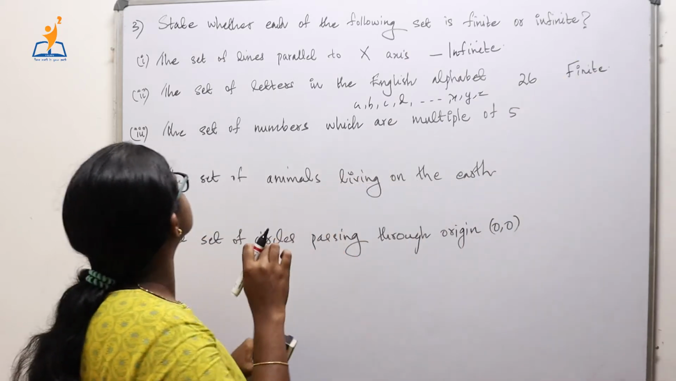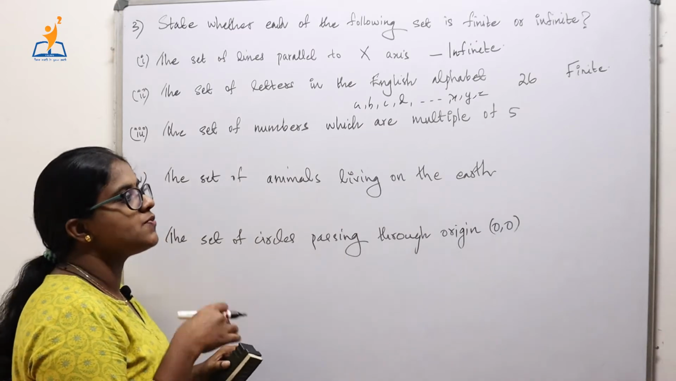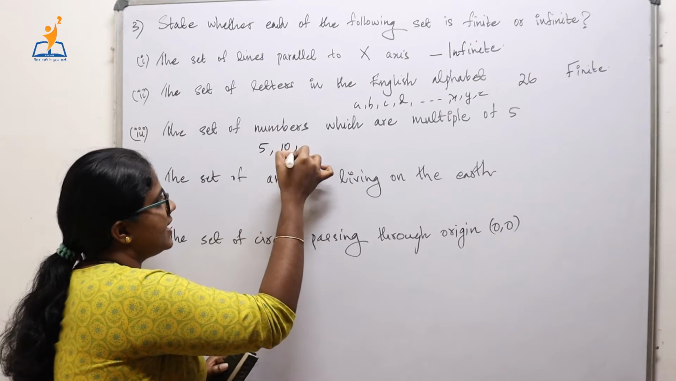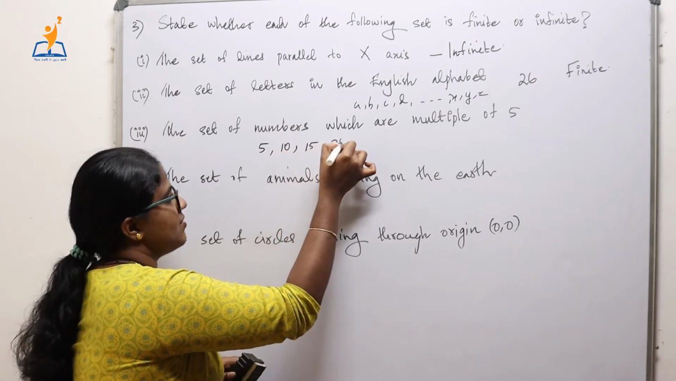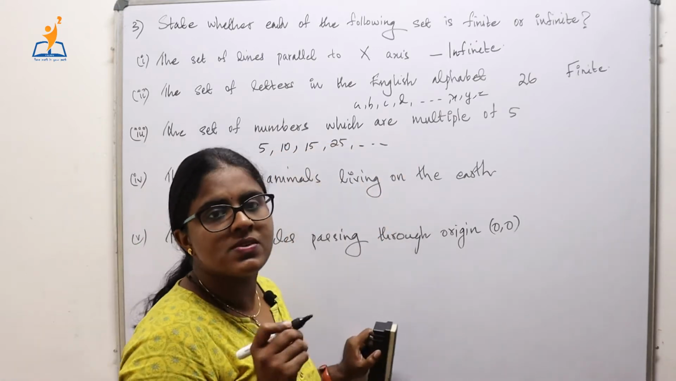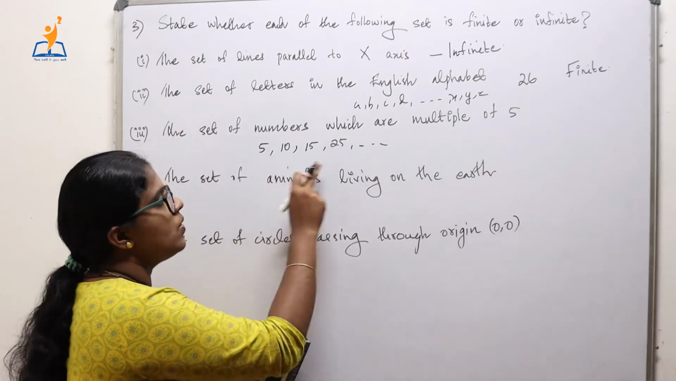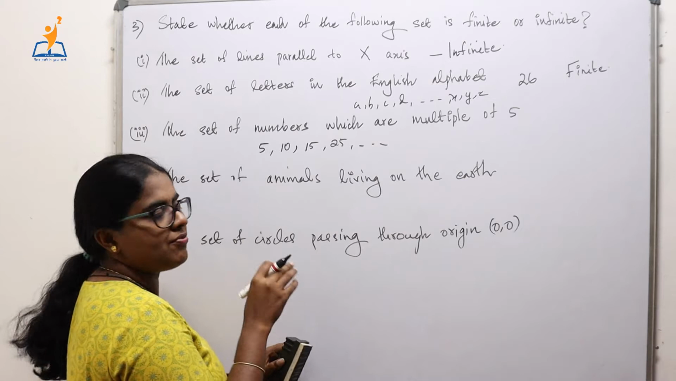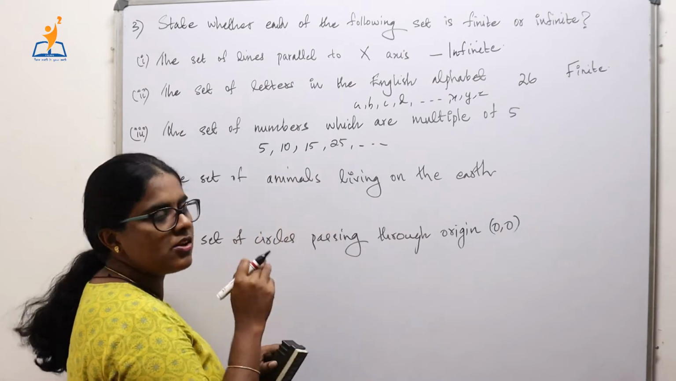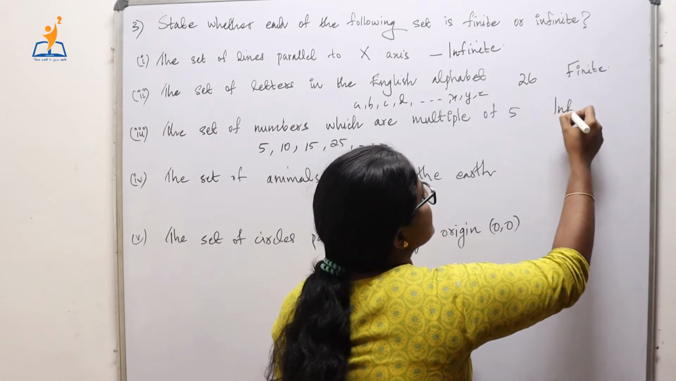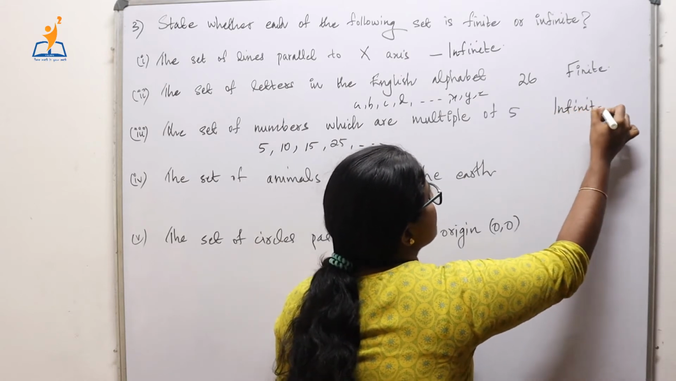Now the third question. The set of numbers which are multiples of 5. Which are the multiples of 5? 5, 10, 15, 25. And we don't know which is the last multiple of 5. So this is not a definite number, which means the cardinality of this particular set is not a definite number, which means this is an infinite set.